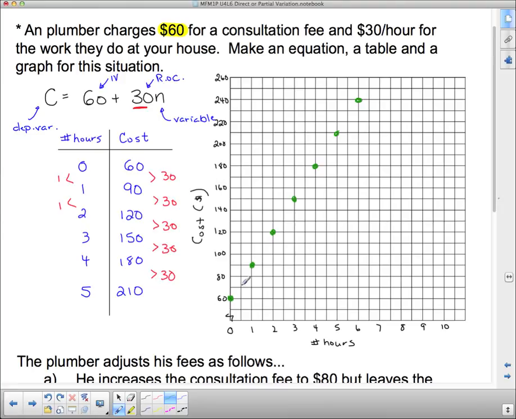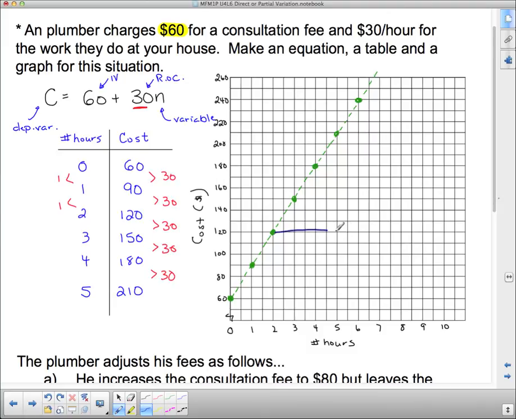He might say, okay, I've gone half an hour, you can give me $15. So there is some valid information between these points. It isn't all valid, however, because the plumber isn't going to charge you for 0.72675 of an hour. They're not going to be that specific. So since it's not all valid, I'm going to join it with a dotted line to show the information, but then I know that it's not completely valid.